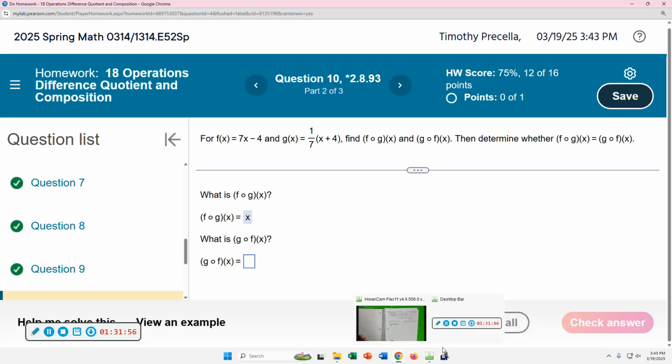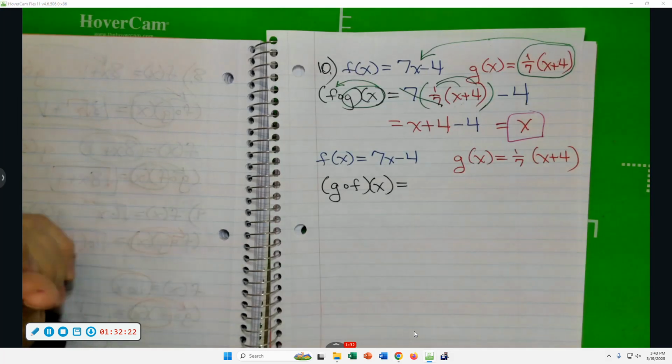Oh, and did you hear how I worded that? I did it just out of habit. I don't usually say fog. My habit is to read that little circle as of: f of g of x. And yours is to say f composed with. Yes. And then to annoy you, I'll say fog and golf. That's why I say composed with. To annoy me? Yes. Oh, okay.